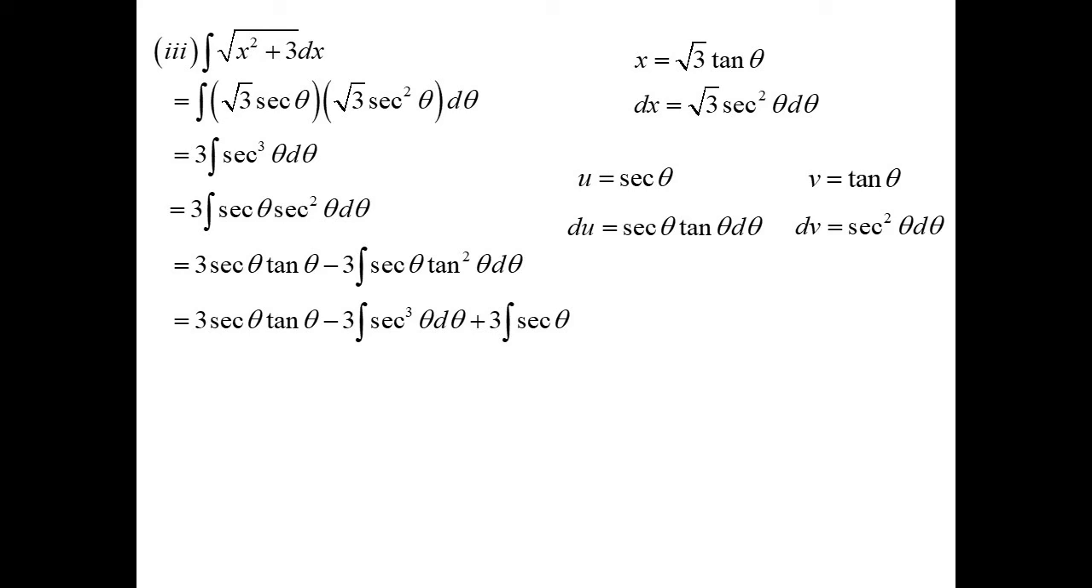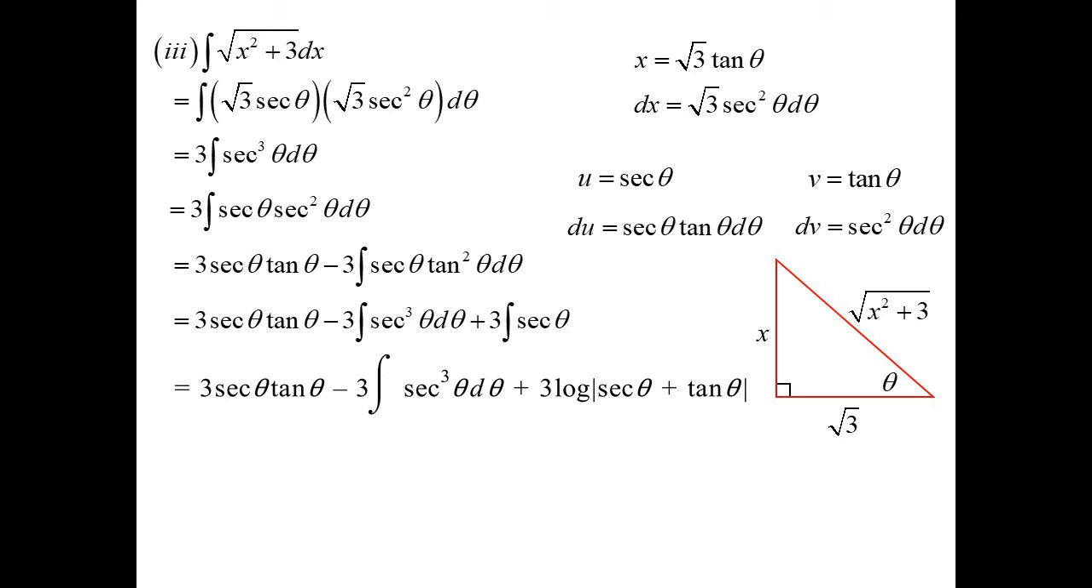But we have 3 times uv, sec theta tan theta, minus 3 times the integral of v du, sec theta tan squared theta. Now the sec theta tan squared theta we can rewrite as sec cubed theta minus sec theta. The integral of sec theta we know, log of sec plus tan. But hang on, we've got minus 3 sec cubed theta. But notice the original integral, which is 3 times the integral of sec cubed theta.